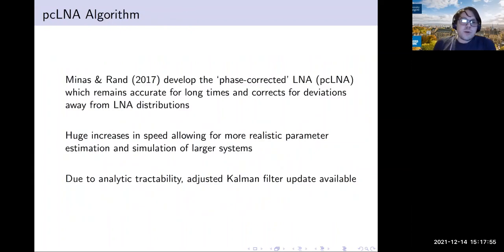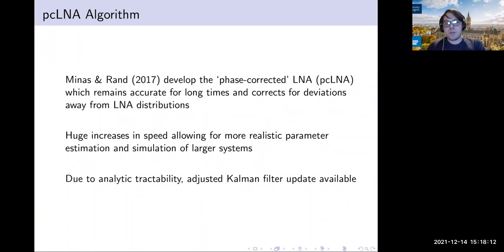So how do we deal with that? Well, in 2017, Minas and Rand published a paper in PLOS Comp Bio on a method called the phase-corrected linear noise approximation, which attempted to deal with these deviations away from the normal approximation as we progress further through time.